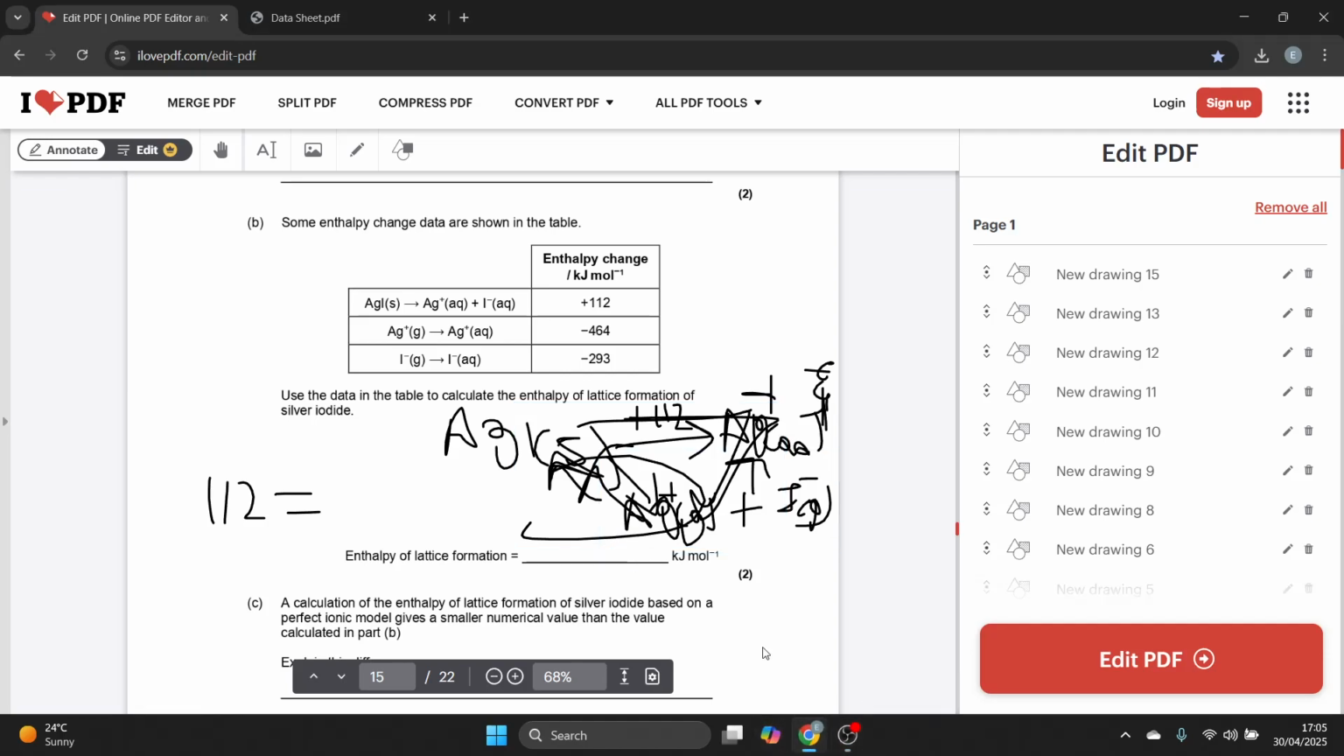Okay, let me go through it again. So I'm going that way and then down. I want to find the entropy of lattice formation of silver iodide.